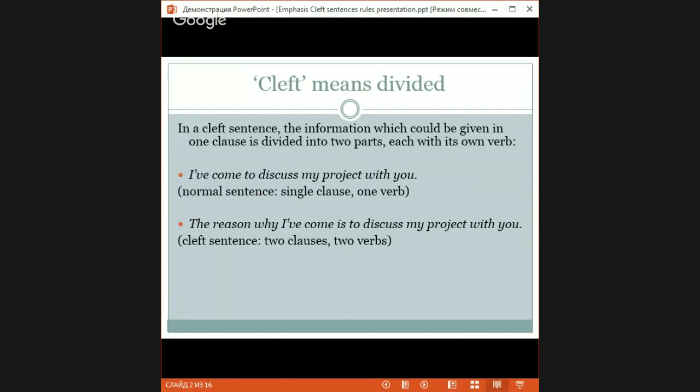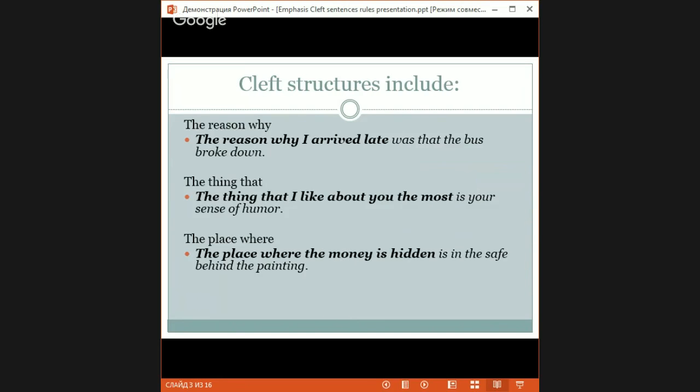What phrases can we use to create cleft sentences? The first one, the reason why, sounds perfect. The reason why I arrived late was that the bus broke down. The thing that I like about you the most is your sense of humor. The place where the money is hidden is in the safe behind the painting.